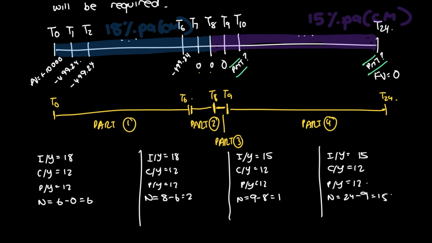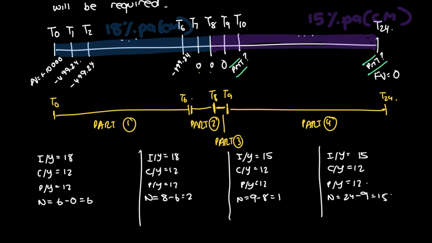So where did we get that from? We looked at our parts, and if we drew our timeline correctly, we can read it straight off by just saying, where does it end minus where does it begin, and it gives us our N value. For part 3, where does it end, where does it begin, our N value, and the same for the last one, 24 minus 9.